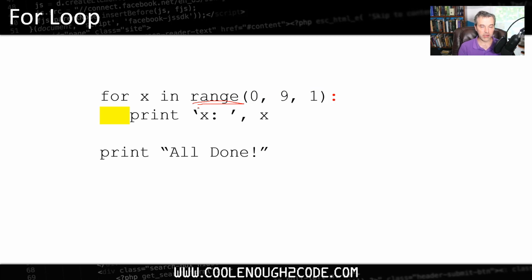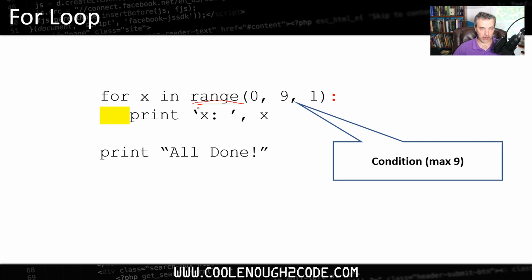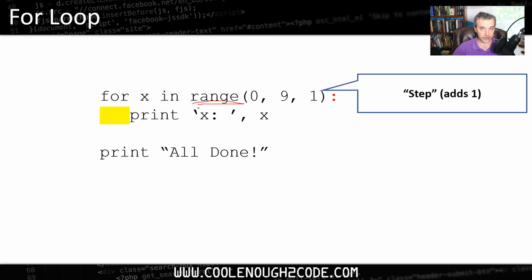Our condition then is right here, and this second parameter that we have here, in this case 9, is where we're going to loop to. And this is a maximum value of 9 for this particular range. So we're basically going to say everything from 0 to 9. And then we have in the third parameter what is called a step, and this is the value in which we want to iterate by.